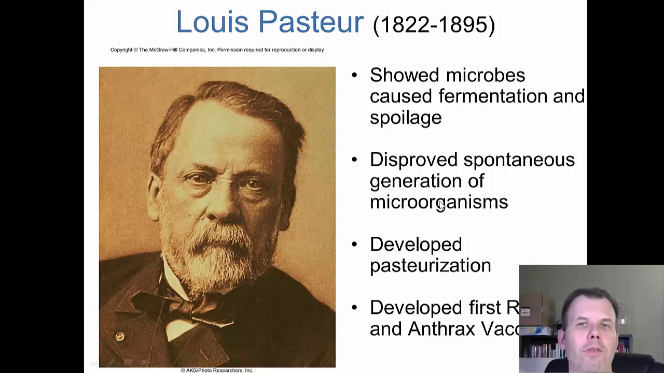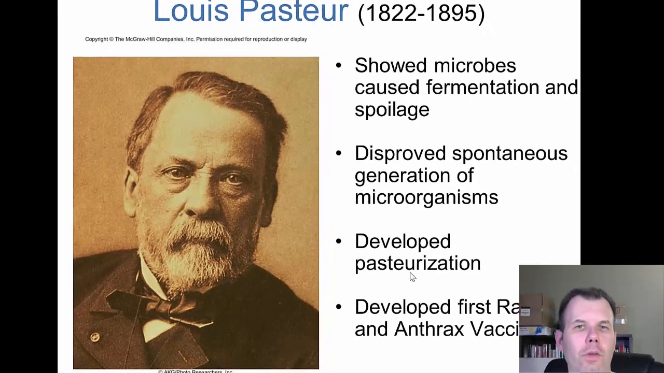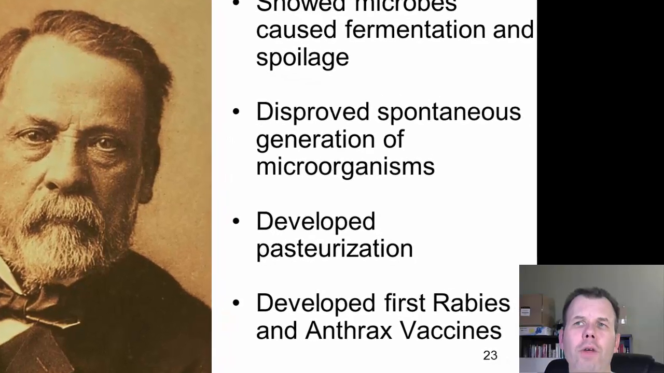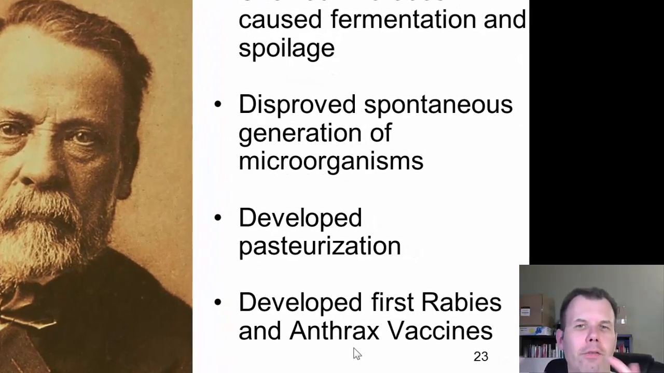But he showed that spontaneous generation does not occur, that you actually need live things to give rise to live things. He developed a process called pasteurization. This is basically heating things up to kill the microorganisms that are in the liquid or in the fluid first, and then cooling it back down so that it's safe to use in the human body. He also developed the first rabies and anthrax vaccines out there.